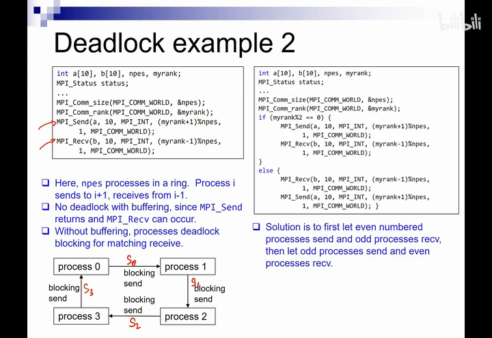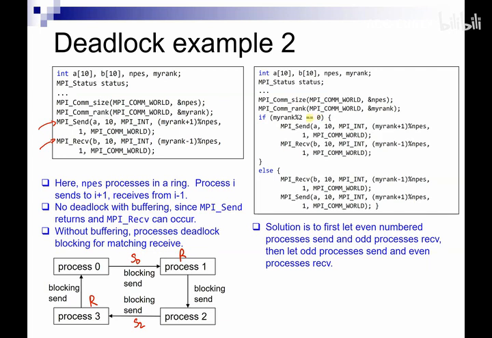So how do you fix this? How can you allow processes to send in a ring, but without deadlock? The way you can do that is instead of everybody sending first and then receiving, we're going to have half of the processes send first, and the other half of the processes receive first. So process 0, let's say, is going to send first, but then process 1 is going to receive first. And then process 2 is going to send first, but then process 3 is going to receive first. So the way we write this is I'm going to look at my rank.